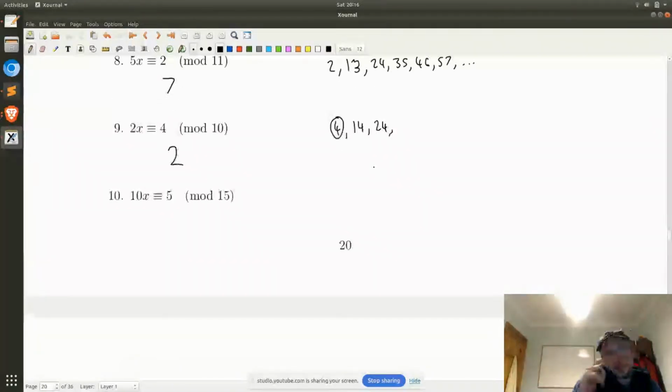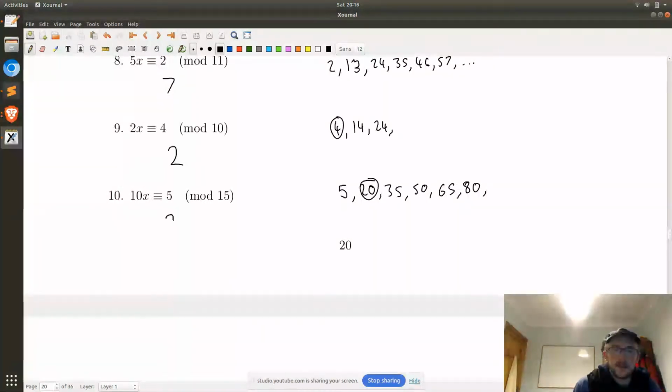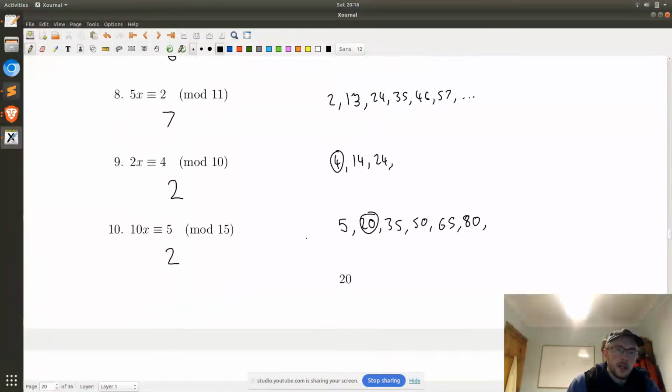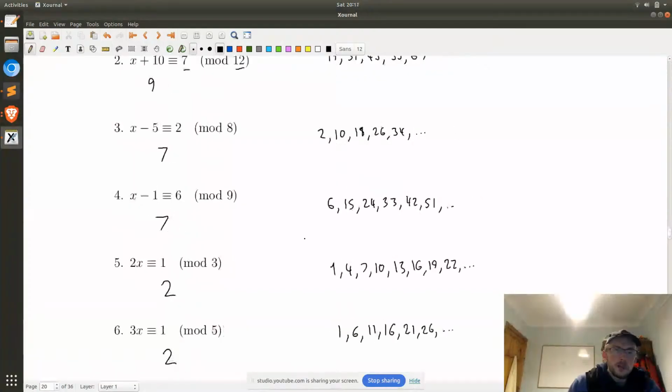And last, those numbers congruent to 5 modulo 15. 5, 20, 35, 50, 65, 80. And which is the lowest multiple of 10 in this set? The answer is 20, and it's the second multiple of 10. So now to the answers.